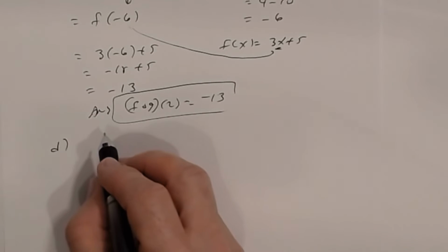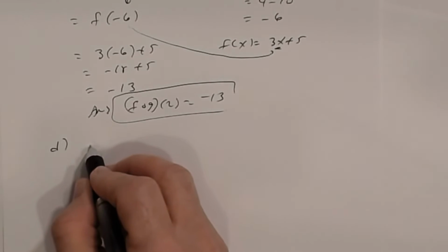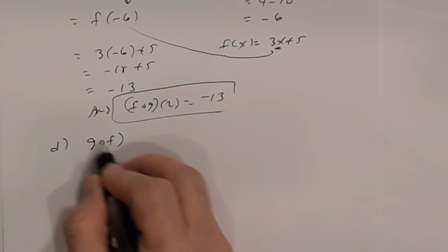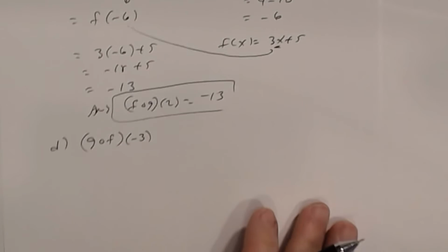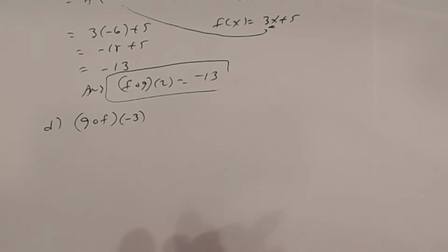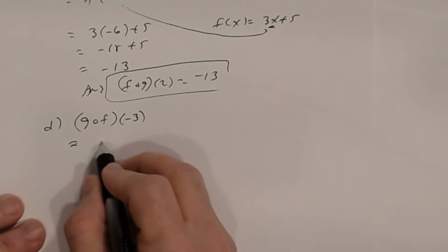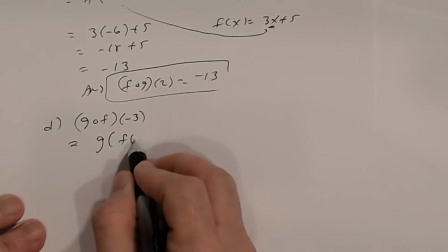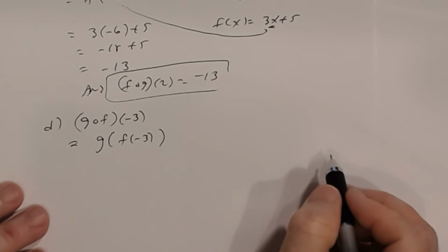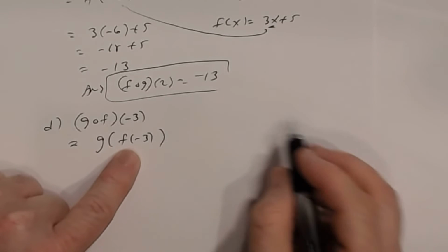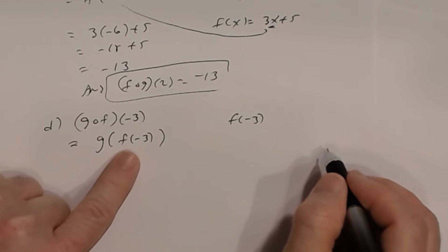Okay, D, let's suppose we had g composed with f at negative 3. Well, by definition, remember g is first this time, so by definition this means g of f of negative 3, right? So now I've got to find what f of negative 3 is, so you've got to do that first.